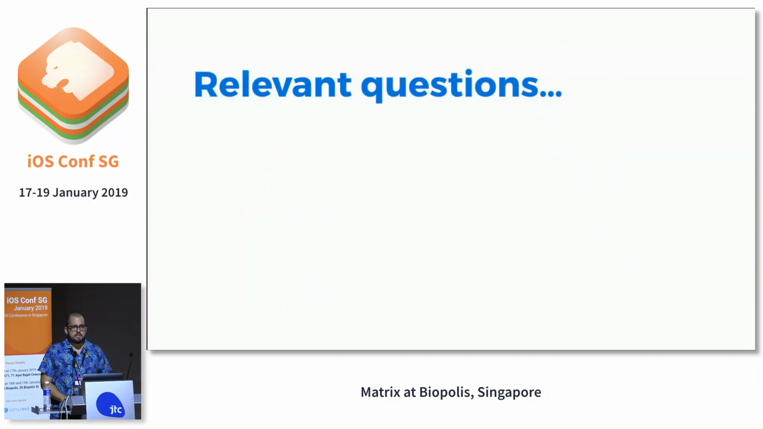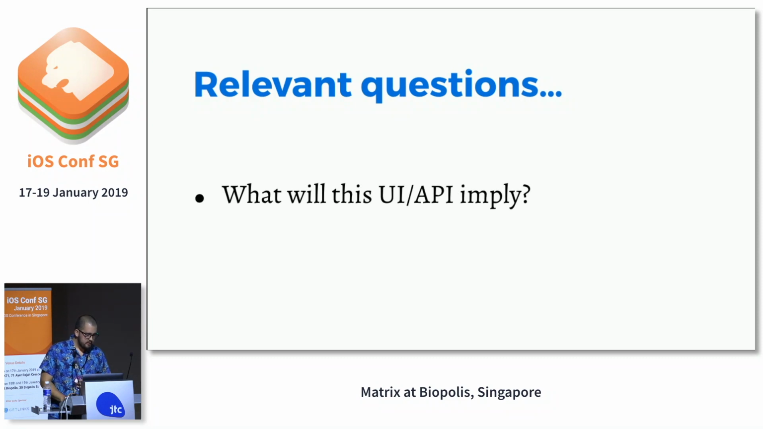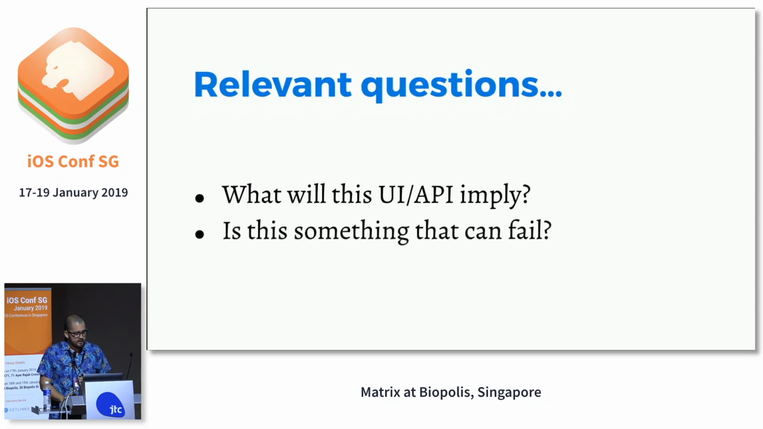So when I'm talking about design, whether it's in terms of API or UI design, I like to ask myself two questions before even implementing anything. The first one: what will this UI or API design decision imply? And the second one: is it something that can fail?